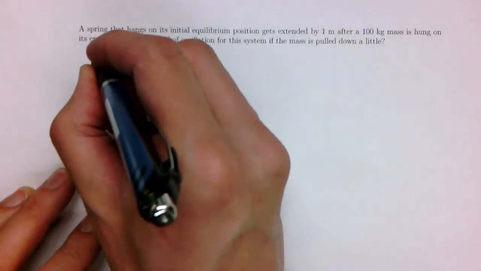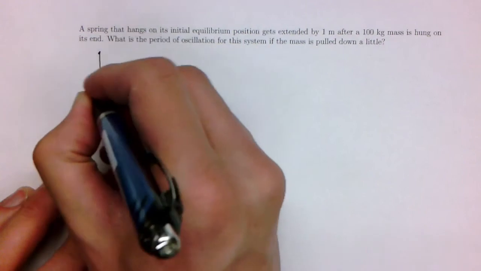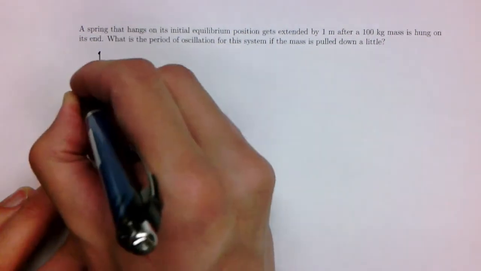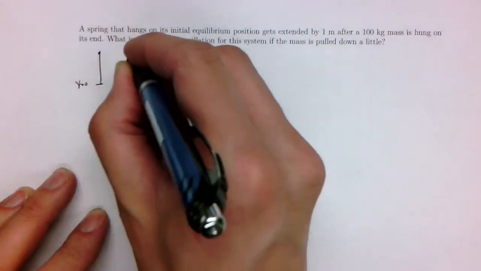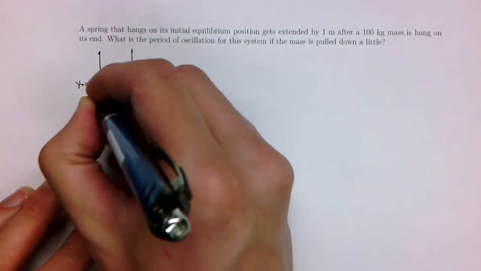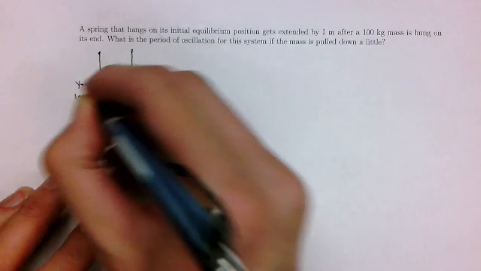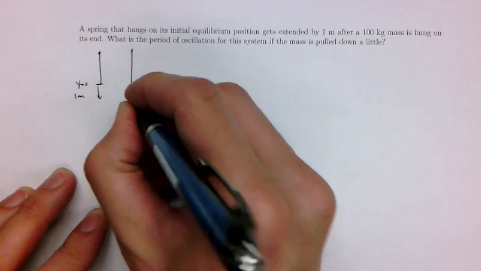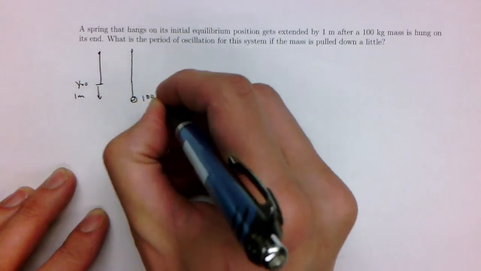So this basically starts out here. This is at some y equals 0. I hang a mass to it. This is a distance of 1 meter. And I put a mass of 100 kilograms.